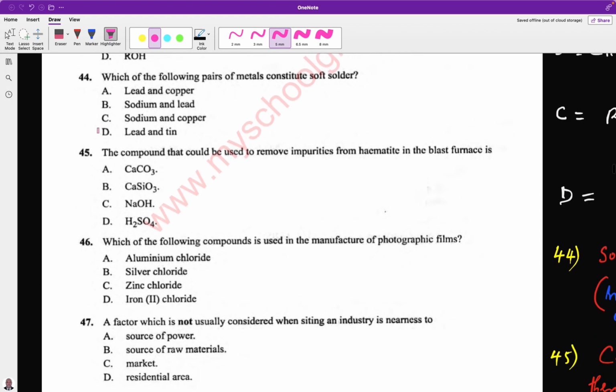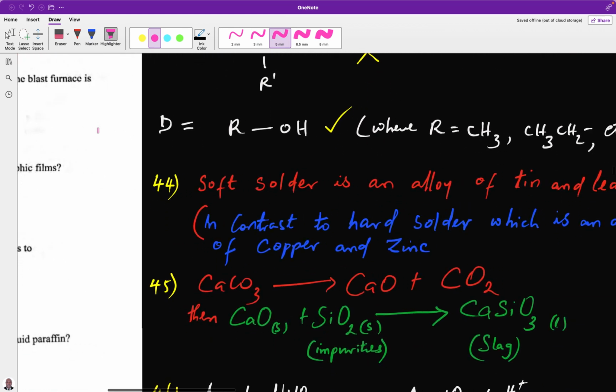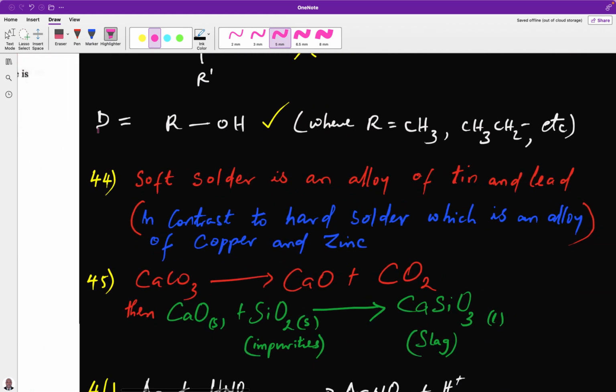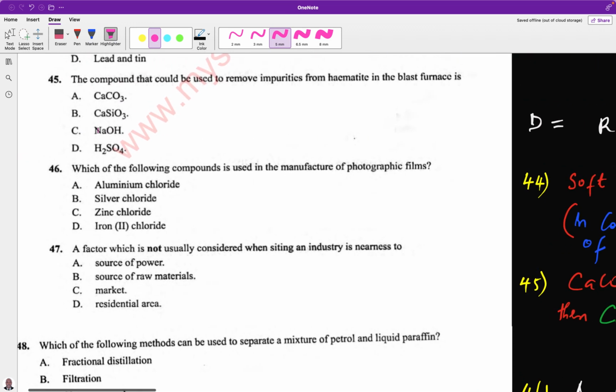44. Which of the following pairs of metal constitute soft solder? Remember, as I said, what is a soft solder and what is a hard solder. A soft solder is an alloy of tin and lead. In contrast, a hard solder is an alloy of copper and zinc. So that should get into your brain. And now we go to our question.